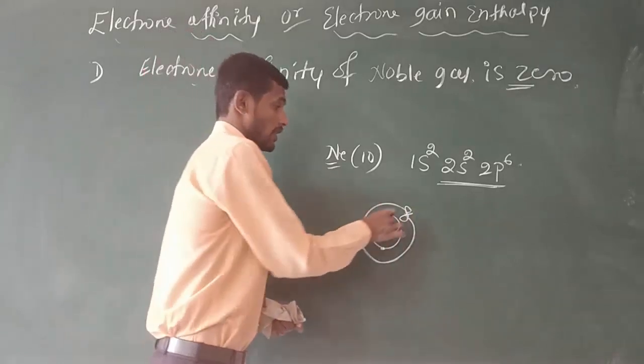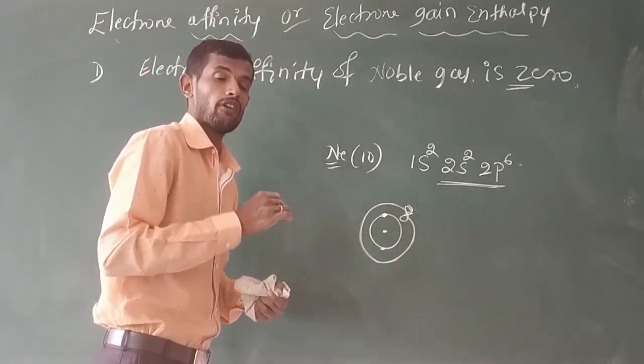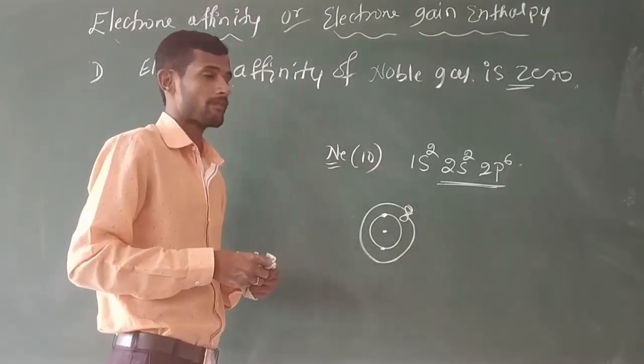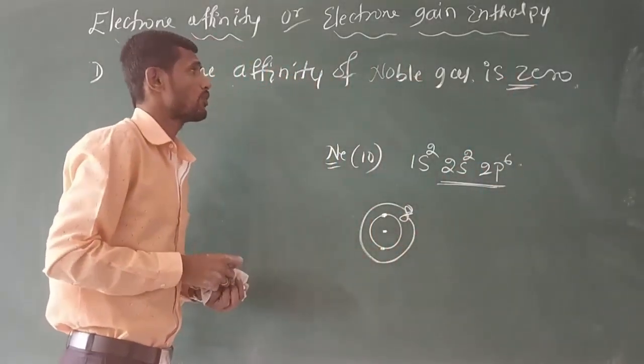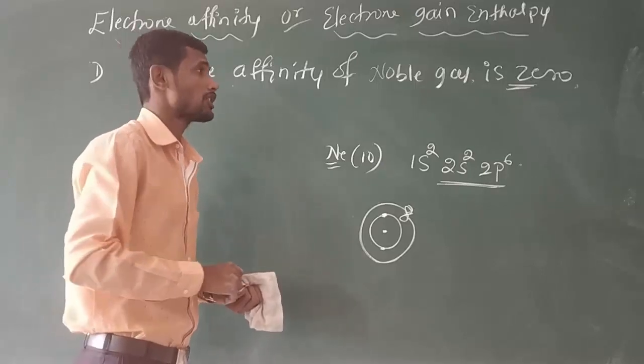Yes. In the valence shell, if it contains 8 electrons, it means it follows the octet rule. Because of this point, the electron affinity of noble gases or rare gases or group 18 elements is 0.